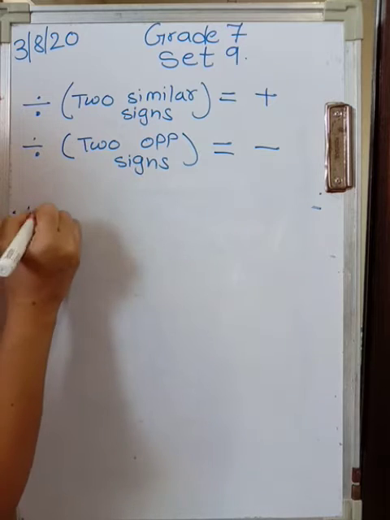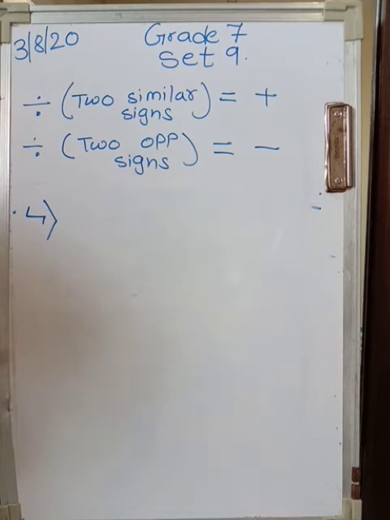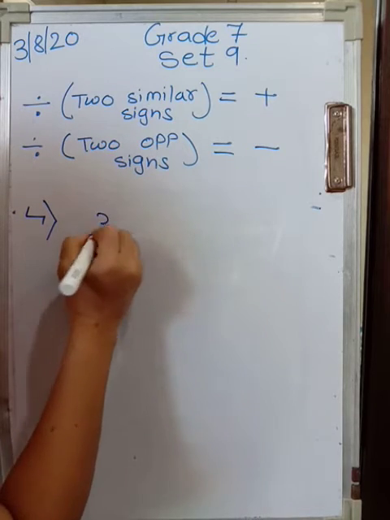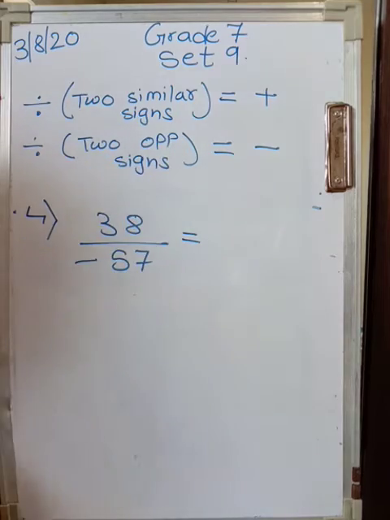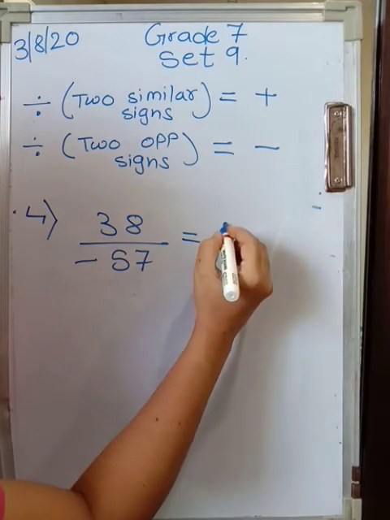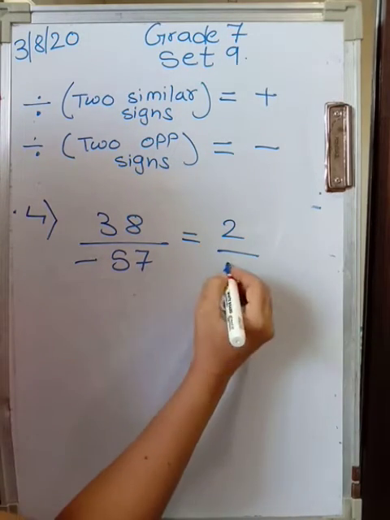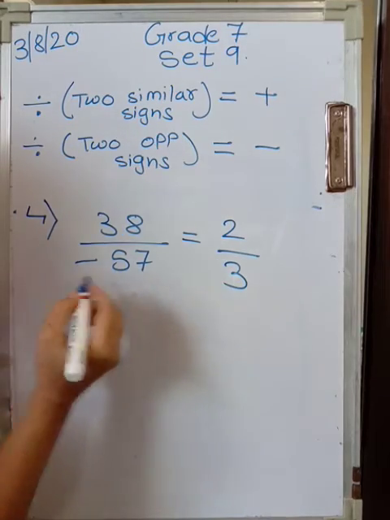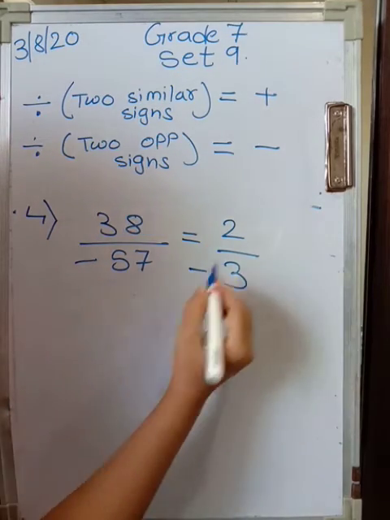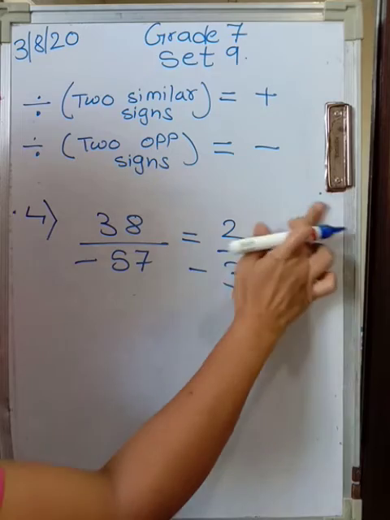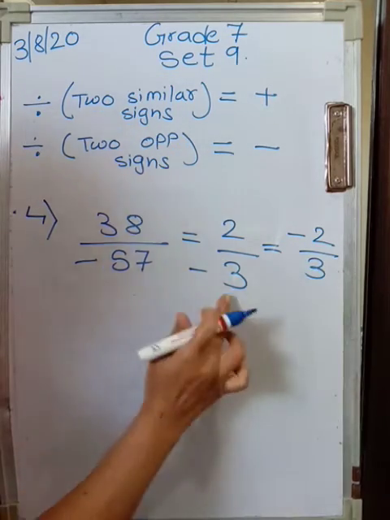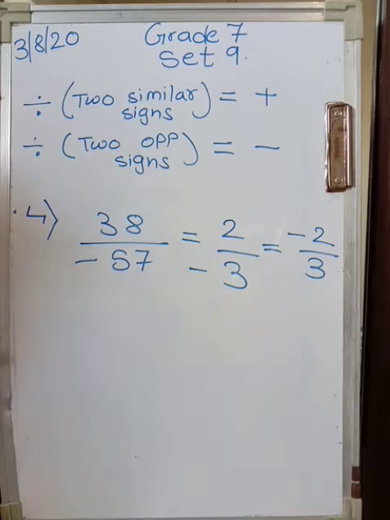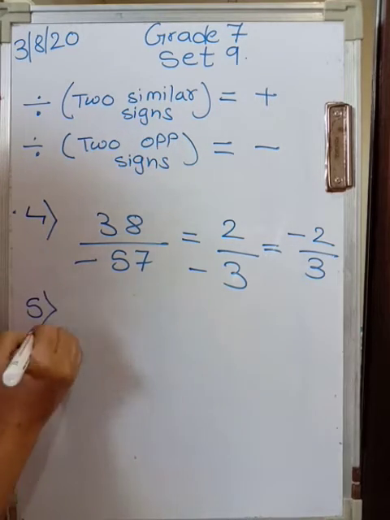Let us see the fourth one quickly. In the fourth one we have 38 divided by minus 57. It is going by 19's table, 19 twos are 38 and 19 threes are 57. Okay, so the minus sign. Now again, 2 upon minus 3 is written as minus 2 upon 3. The denominator can't be negative.